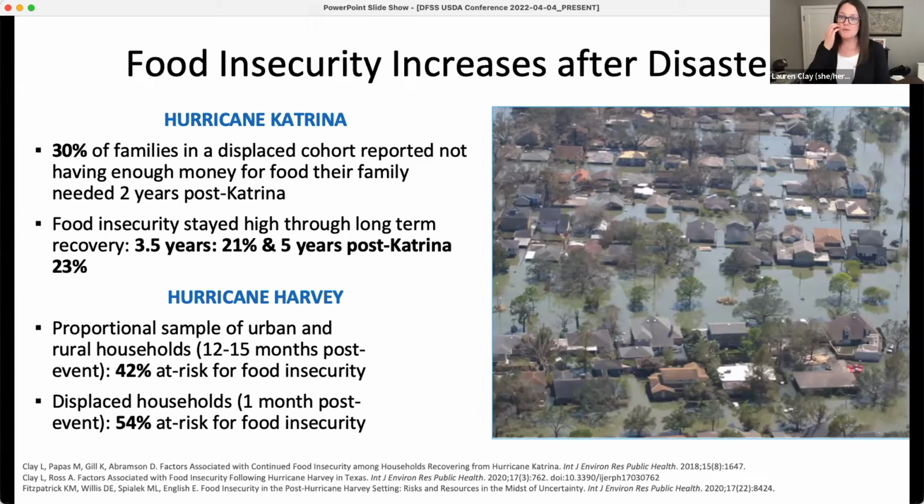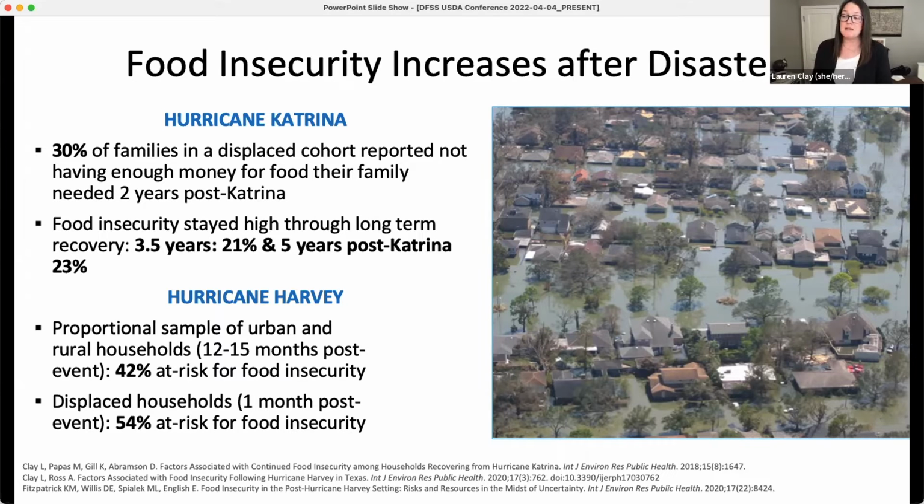The next time that this was really examined was looking at Hurricane Harvey. And two different studies. The first was a proportional sample. So individuals were recruited to mirror the characteristics of people in the state. And they were sampled from urban and rural households. So there was an oversample of rural communities to ensure good numbers. And the surveys were done 12 to 15 months post-event. And in this survey, 42% of households screened as at risk for food insecurity. So this is using the hunger vital signs.